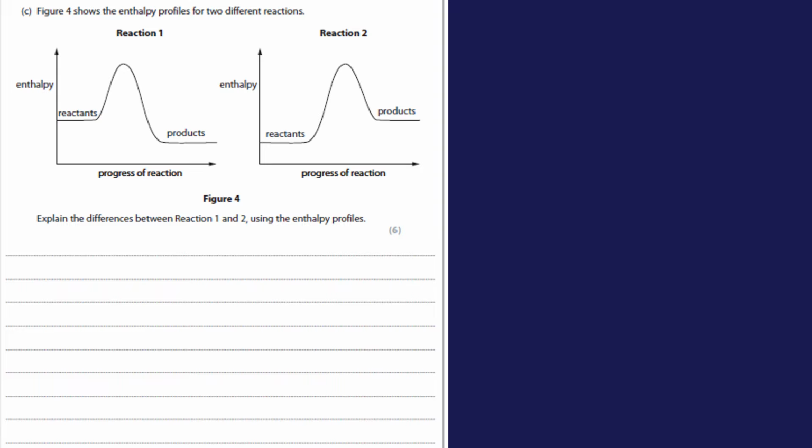Okay, what we're looking at here then, we've got enthalpy profile diagrams for two different reactions. So I'm just going to explain as much about them as I can, but it's saying the differences. So I've got to talk about the differences. The first obvious difference is reaction 1 is exothermic, reaction 2 is endothermic. Reaction 1 is releasing energy to the surroundings, reaction 2 is absorbing energy from the surroundings. What else can I identify on these profile diagrams? I can talk about the activation energy. Now the activation energy for the one on the left is less than the one on the right. This is the activation energy.